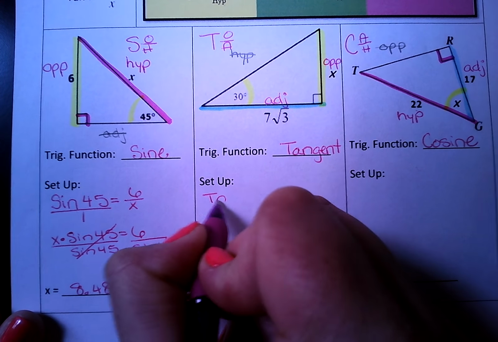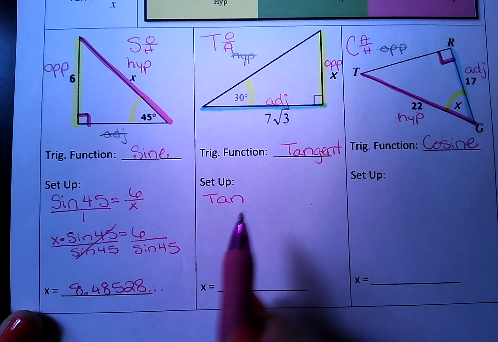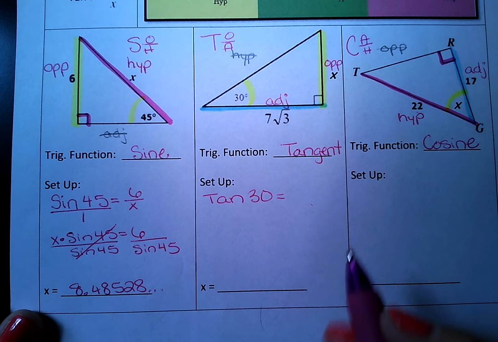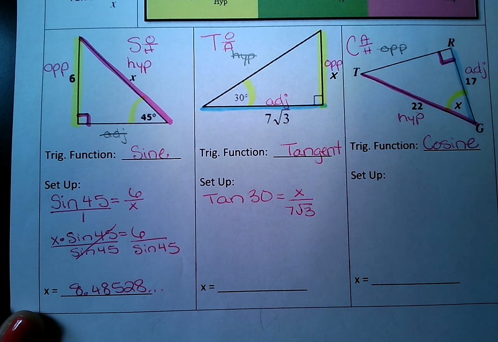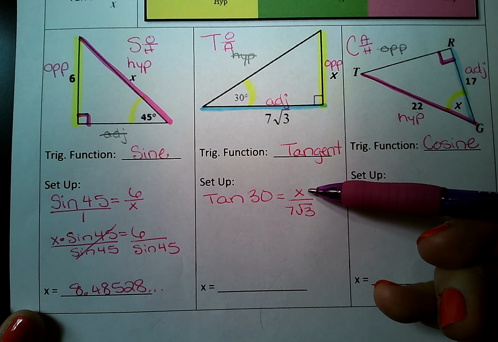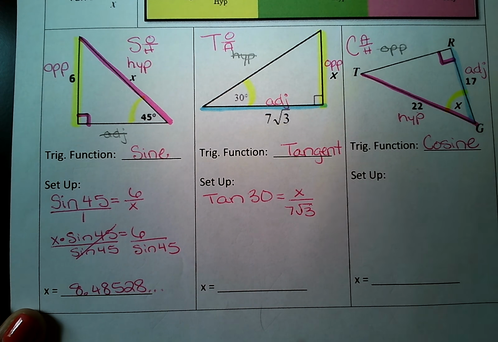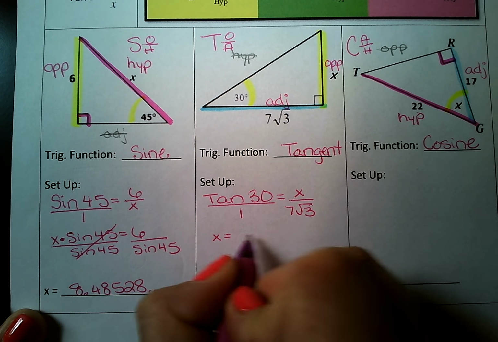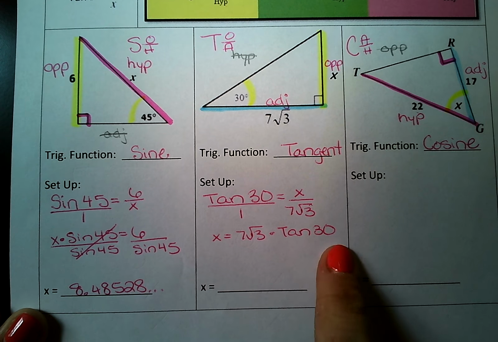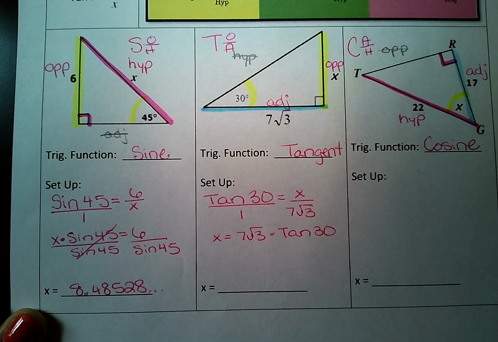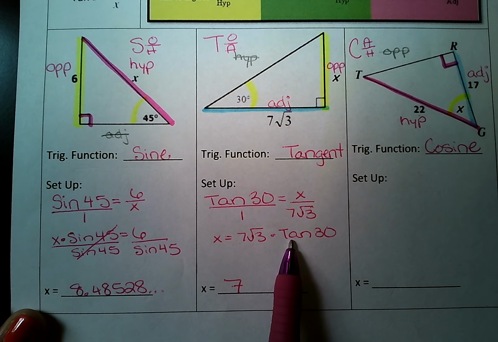Let's try the next problem. We've already decided we'll be using the tangent function. Tangent of angle 30 is equal to the opposite value divided by the adjacent value. This time, the variable is on the top of the fraction instead of in the denominator. I'm going to go ahead and set this as a cross multiply problem by putting a 1 beneath tangent. 1 times x is x. 7 root 3 times tangent 30 is what I'll be typing in my calculator. I'm going to pause while I do that. 7 root 3 times tangent of 30 is 7.